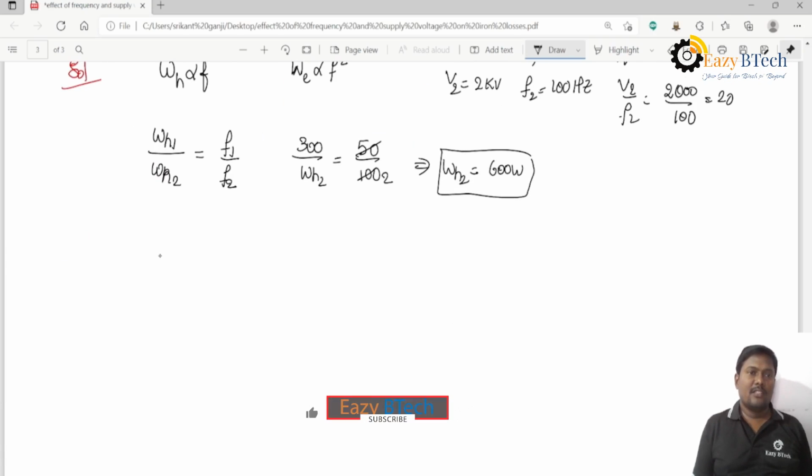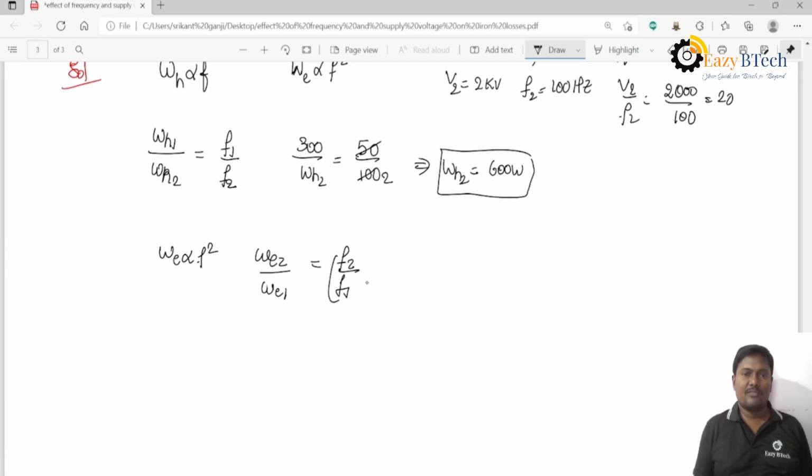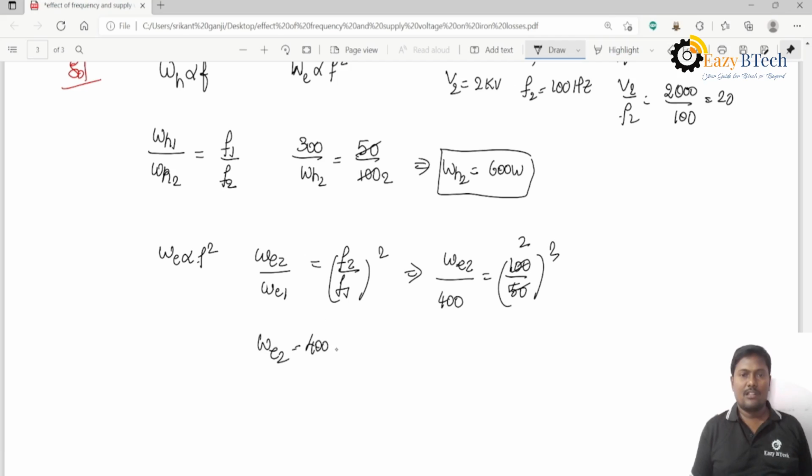And coming to the eddy current losses, it is directly proportional to F square. We2 by We1 is equal to F2 divided by F1 whole square, and we have to find out We2. The We1 is 400, so 100 divided by 50 whole square. The eddy current losses is now 4 times, right? 400 into 4, that should be equal to 1600 watts. So hysteresis losses 2 is 600 and eddy current losses is 1600 for this problem.